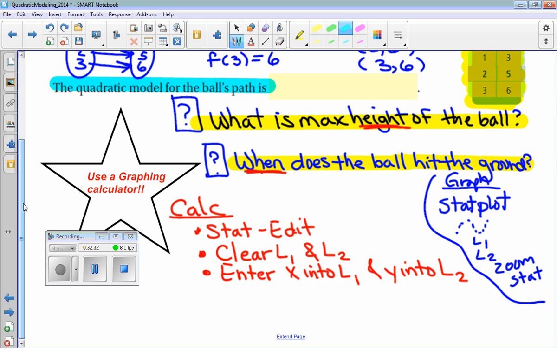Zoom stat. I think it's an option 9. What is that last thing right there? Zoom stat. No, on the red writing. That's on the... And Y into L2. Wait. Ooh. So you ever get hungry and something?